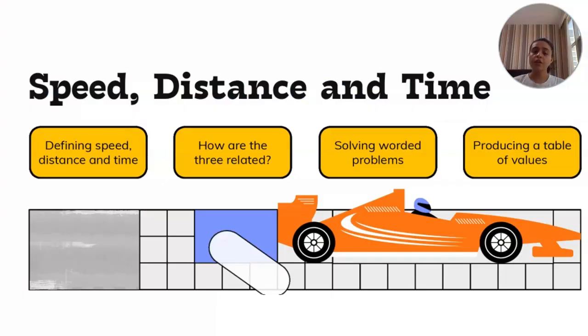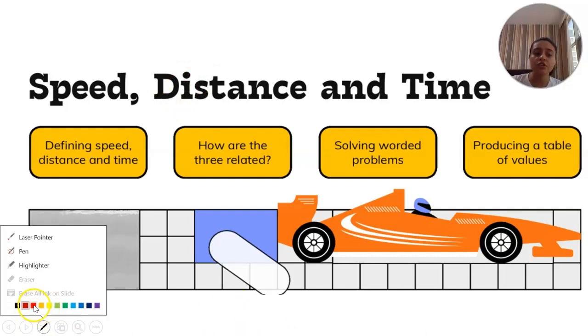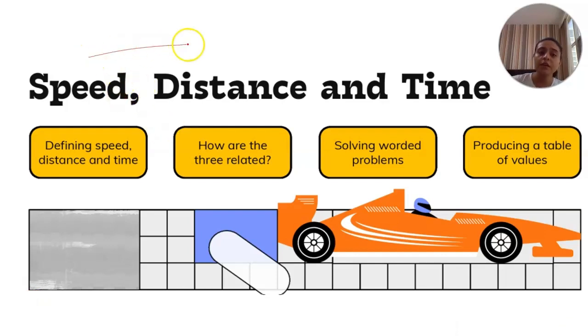Since we have said that speed, distance and time are interlinked with each other and with the motion, we will first define speed, distance and time. How are they related? And then we are going to solve some numericals on it.